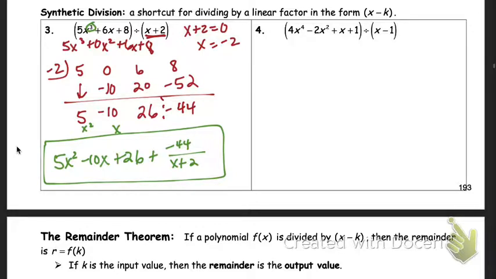So go do number 4 on your own, and then I will write the answer up here. Don't forget, check for missing terms.